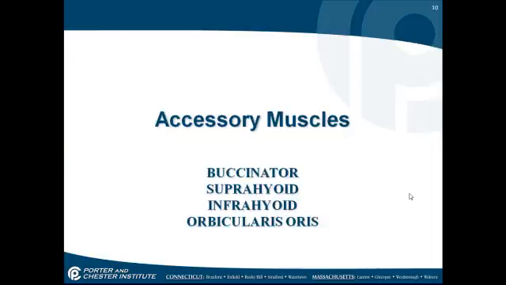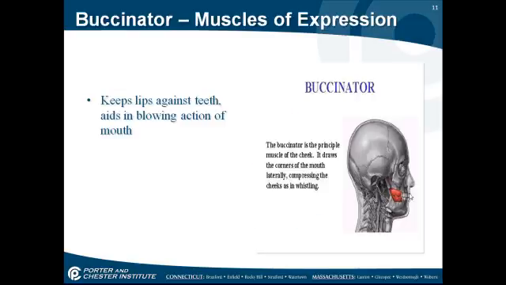Next we have the accessory muscles: the buccinator, the suprahyoid, the infrahyoid, and the Orbicularis Oris. The buccinator is the muscle of expression. It keeps the lips against the teeth, and it aids in the blowing action of the mouth. The buccinator is the principal muscle of the cheek. It draws the corners of the mouth laterally, compressing the cheeks as in whistling.